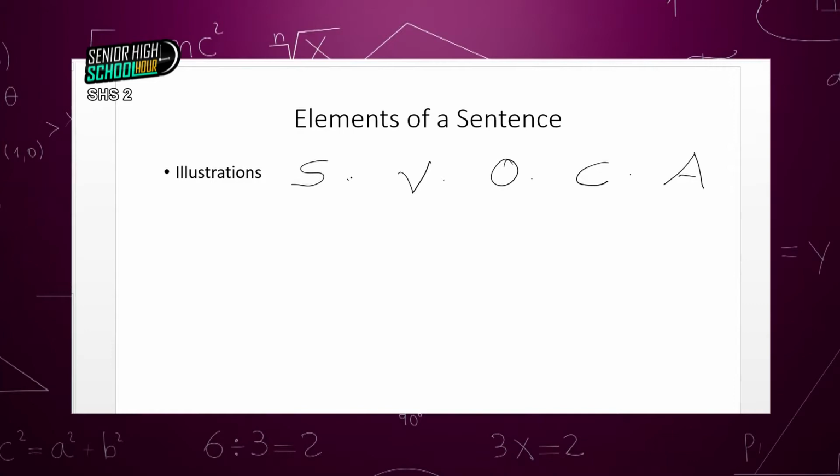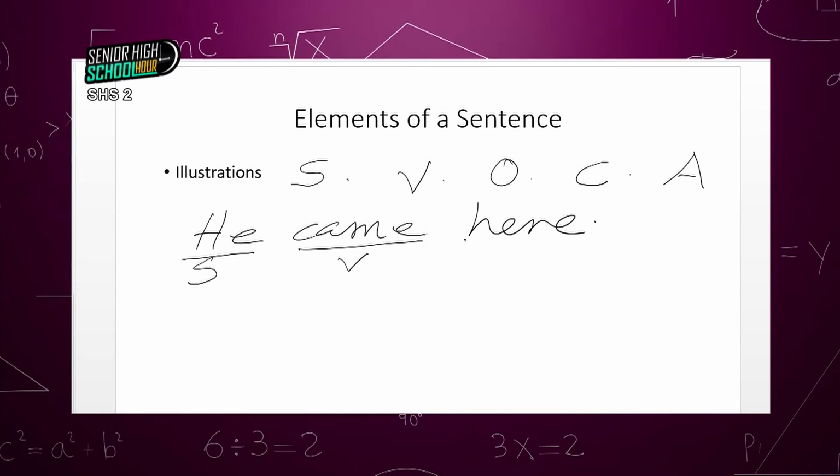And so, in this example, he came here. Where's my verb? Came. Therefore, my subject is easy. He. Here, what question would I ask? Where? So that becomes my answer. So that is adjunct of place. We learn that in JHS.